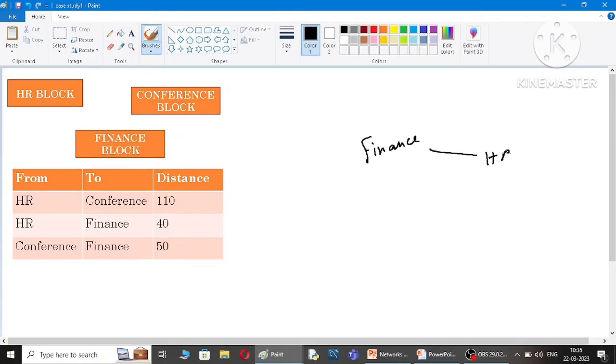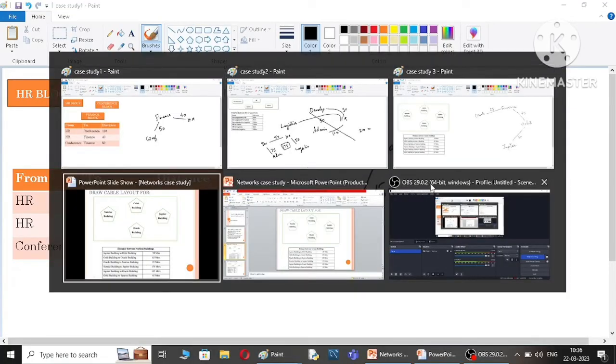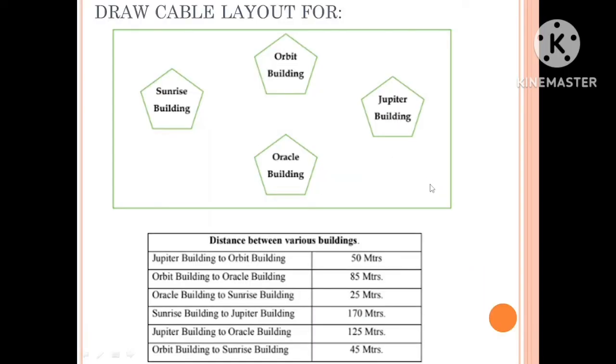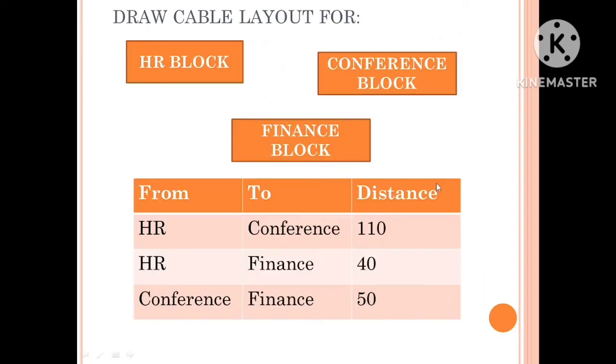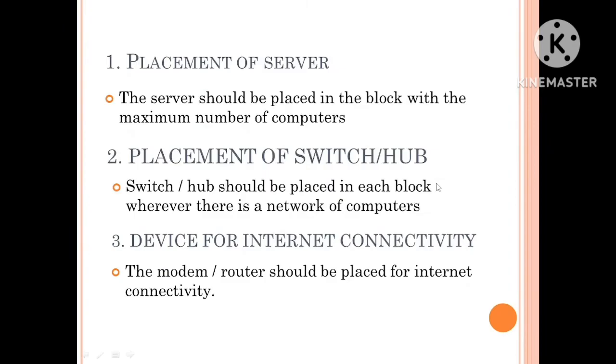Finance to HR is 40. Finance to conference is 50. That's all. This is the best possible layout. I hope you understood how to draw the cable layout, right? Okay. So these were the examples we saw just now.